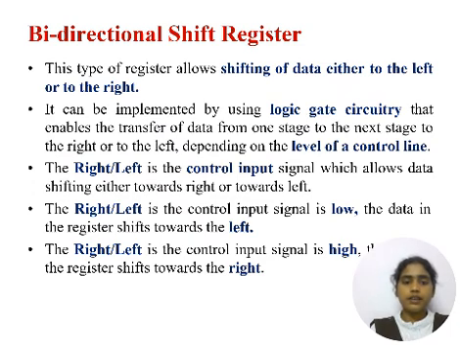When the right or left control input signal is low, the data in the register shifts towards the left. When the right or left control input signal is high, the data in the register shifts towards the right.